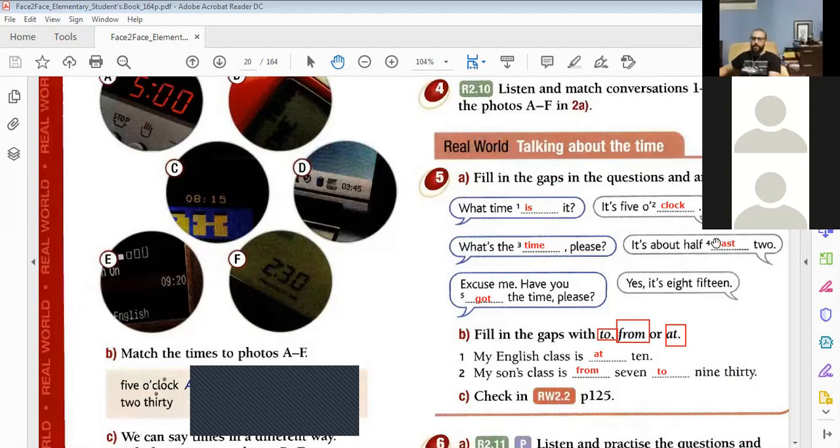Now, let's practice this again. So let's divide it into groups. In the first round, Umnu Media will ask the questions, and Manan, you will answer. Okay, Umnu Media, you can start. What time is it? It's 5:00. What's the time, please? It's about 2:30. Excuse me, have you got the time, please?